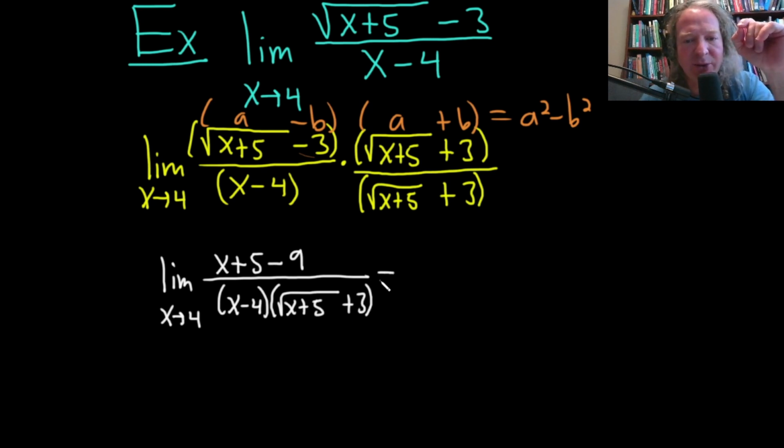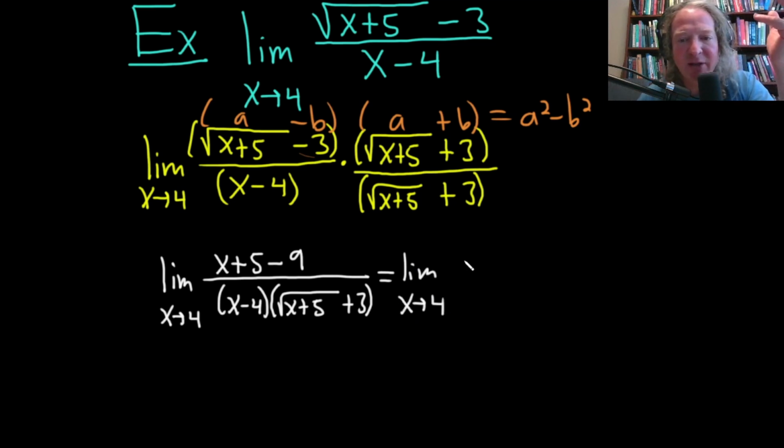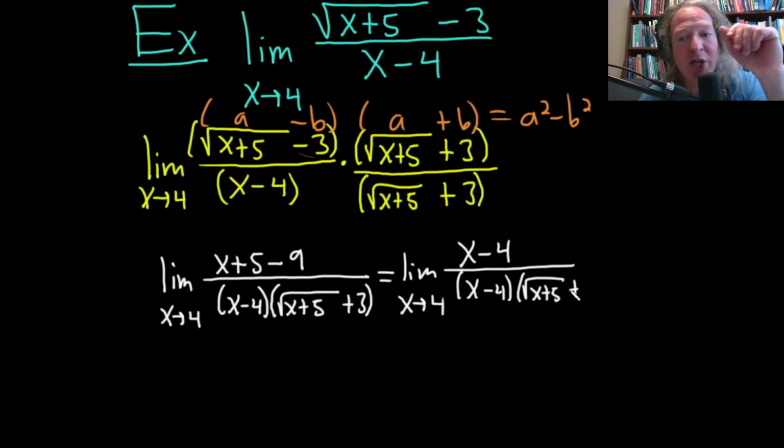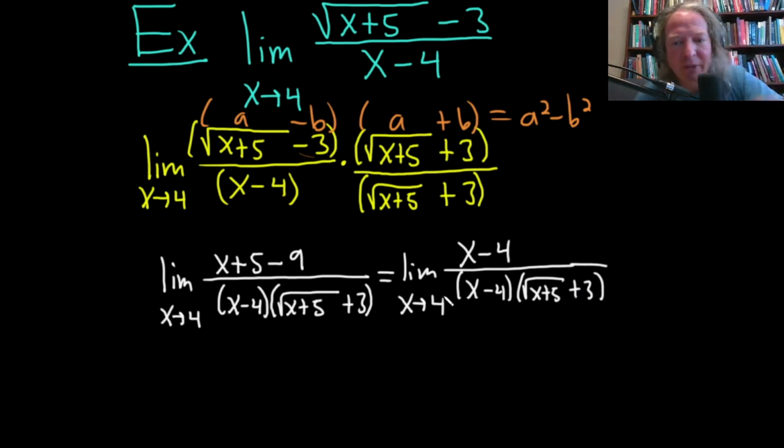Very nice. So this is equal to the limit as x approaches 4. So 5 minus 9 is minus 4. So this is x minus 4 over, and then down here we have x minus 4, and then square root x plus 5, and then plus 3. All right, so all looks good.